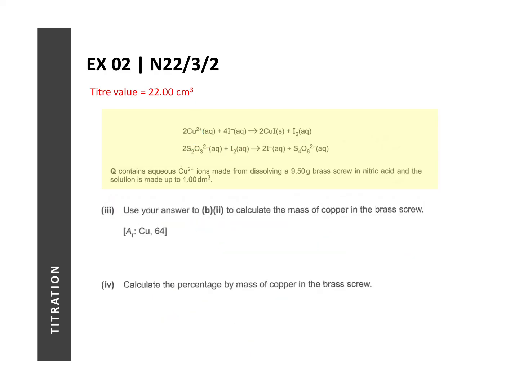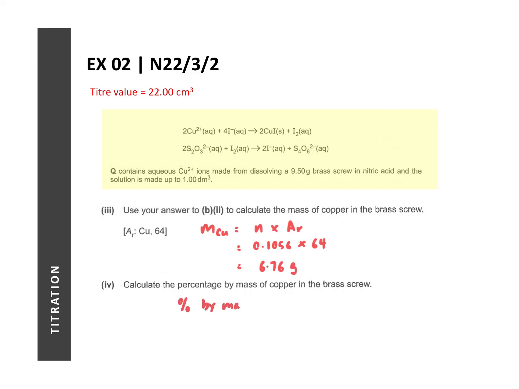In the next step, we are supposed to find the mass of copper. So we have already found the number of moles in 1 dm cube. So mass of copper is equal to number of moles times your molar mass or your relative atomic mass. In this case, we will take the number of moles that we have found earlier, multiply by 64, and that will give us this.